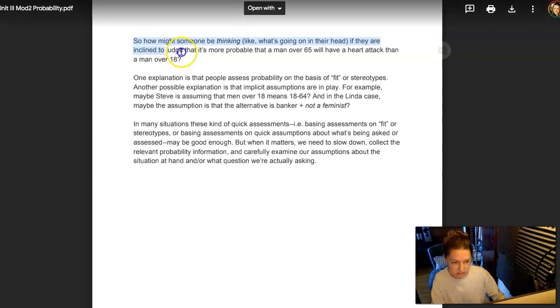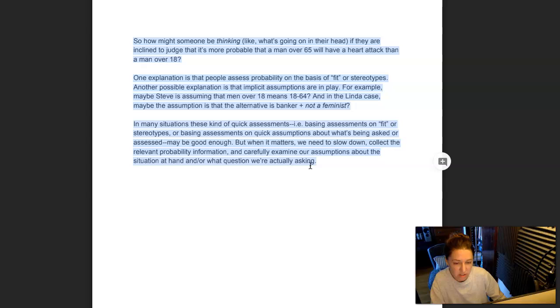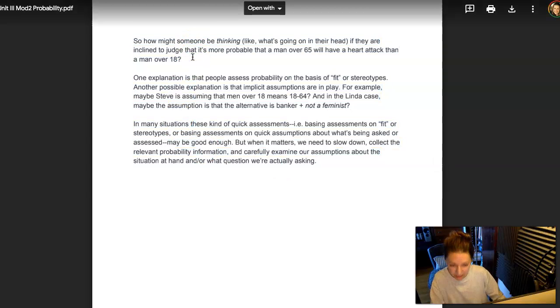Okay, so the next bit of the text just focuses on, well, how might we be thinking about this, right? So we're committing a probability error, but how is it we got there? If we're asking what's going on in their head, we're asking about essentially the cognitive biases material. Why are people inclined to judge that it's more probable that a man over 65 will have a heart attack than a man over 18?